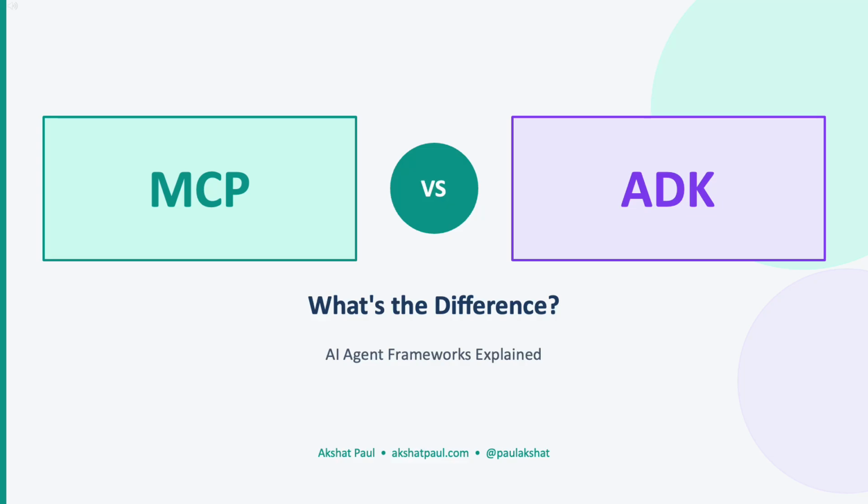Hello, everyone. Today, we're diving deep into one of the most debated topics in the AI agent development space right now: MCP versus ADK. If you've been building with AI agents, or even just reading about them, you've probably come across both of these terms and wondered, what's the actual difference? Are they competing? Do they overlap? Which one should I actually use? Well, by the end of this video, you'll have crystal clear answers to all of those questions.